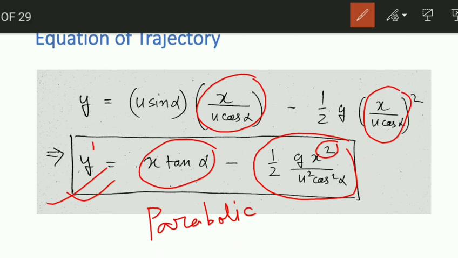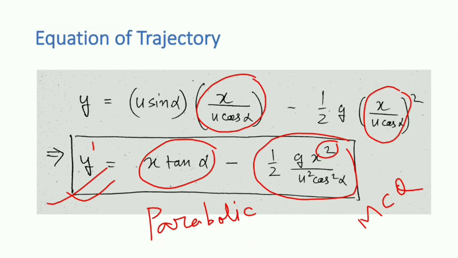So we can conclude that this is parabolic. So under the influence of gravity, the motion is parabolic. This is a very important MCQ. This comes in JEE, NEET and other exams. But why are we learning the equation of trajectory? So let's solve a question.